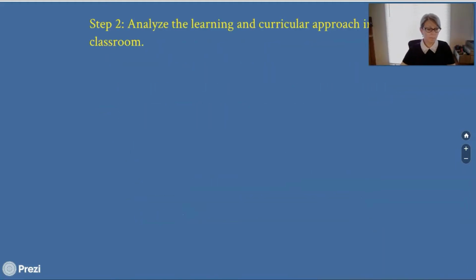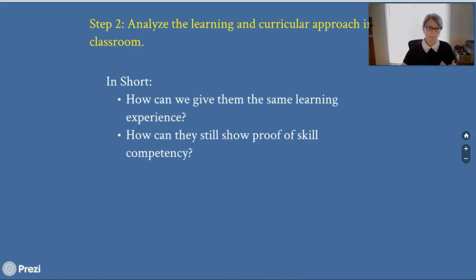So step 2, in step 1, I've analyzed my goals. I know what I want my students to learn, what I want them to be able to do. So now I've got to look at what was the learning or curricular approach that I used in the classroom. In short, you know, how can we give them the same learning experience online, and how can they still show the same proof of skill competency online?